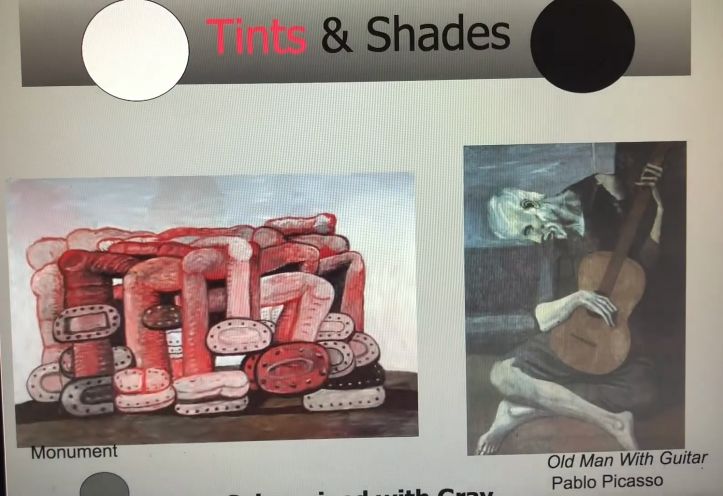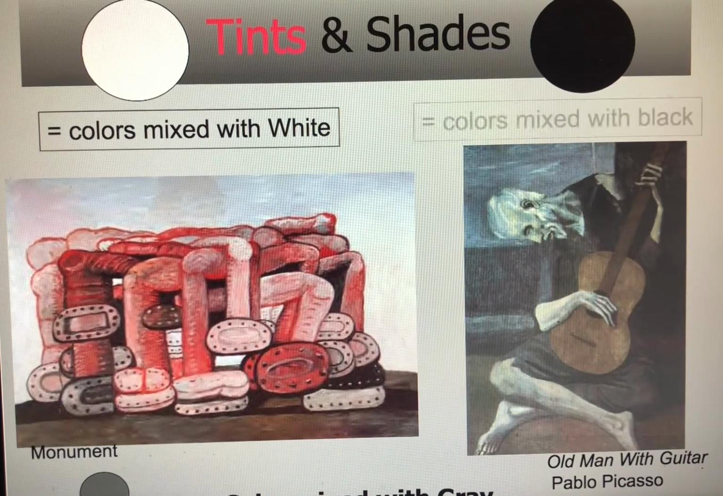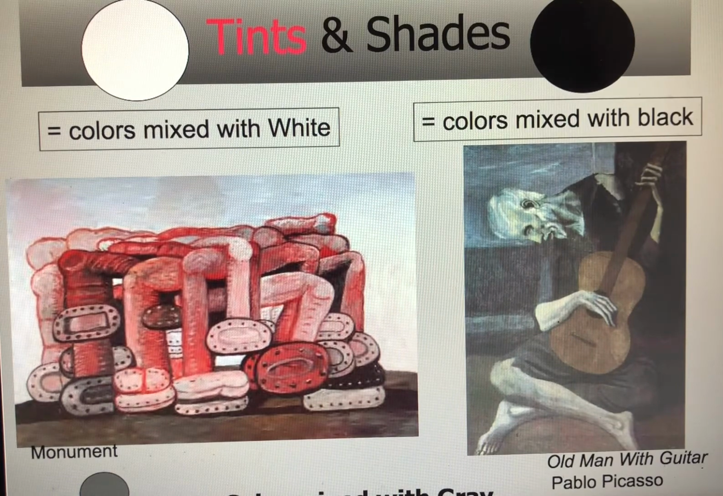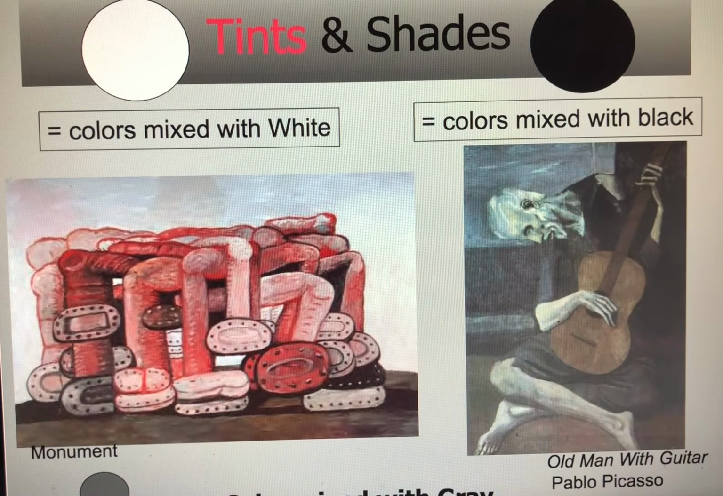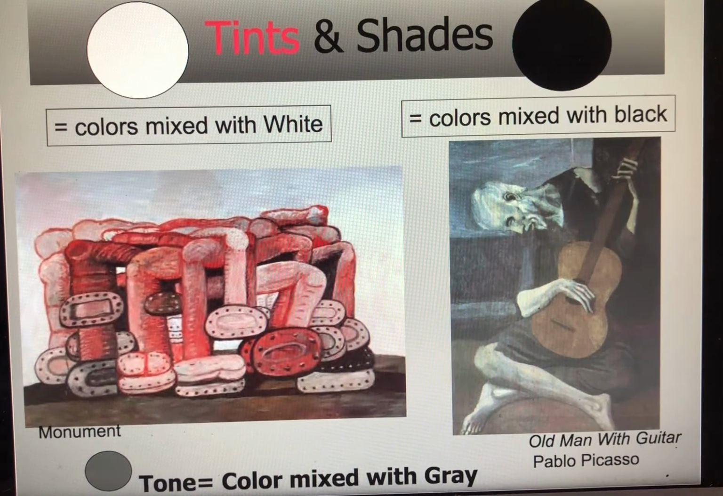All right, so if you mix a color with white, you get a tint. And if you mix a color with black, you get a shade. And if you mix a color with gray, back this up so you can see it. If you mix a color with gray, you get a tone. Okay. Sometimes artists just want to make artworks with tints, shades, and tones.